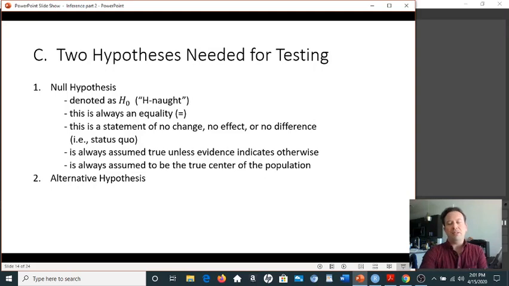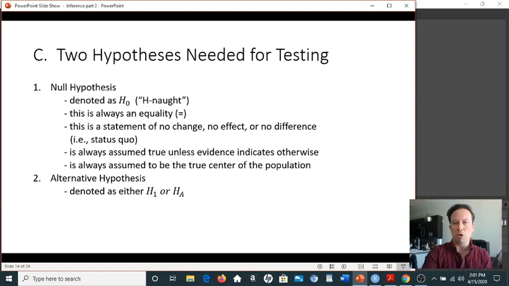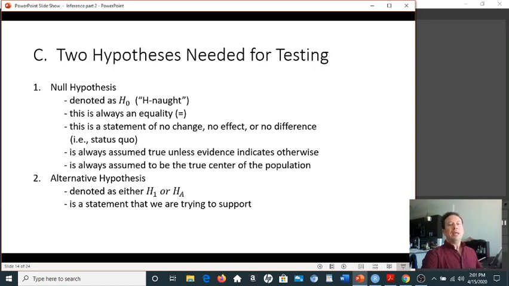The second hypothesis is the alternative hypothesis, which is denoted two ways depending on books. Sometimes, I like to use H sub A because it makes sense, H alternative, but some will use a number. So if the null hypothesis is H sub 0, then the alternative would be H sub 1. Now, it's a statement that we are trying to support, because if the null hypothesis is already the status quo, then the opposite is what we're trying to show is either going to be supported or not going to be supported.